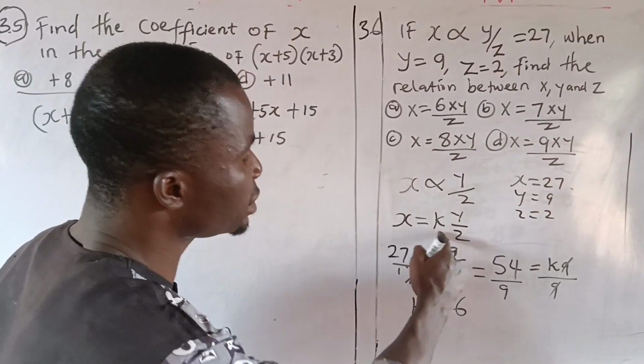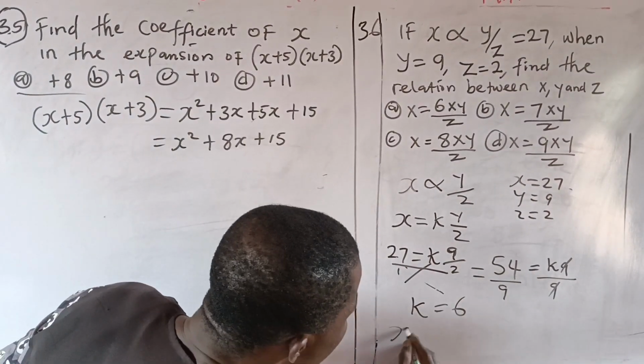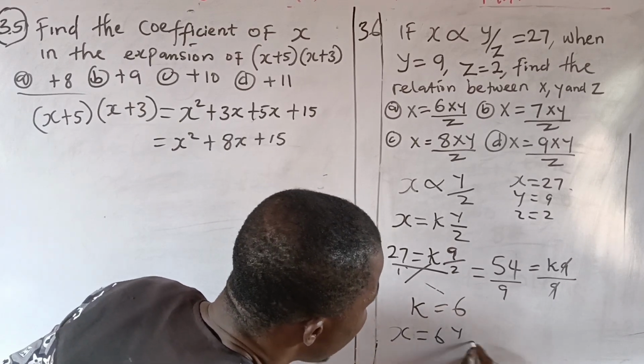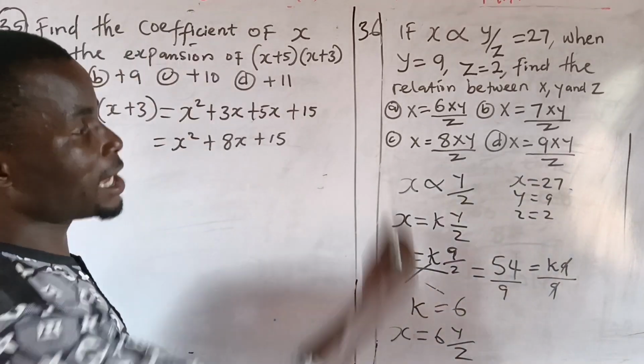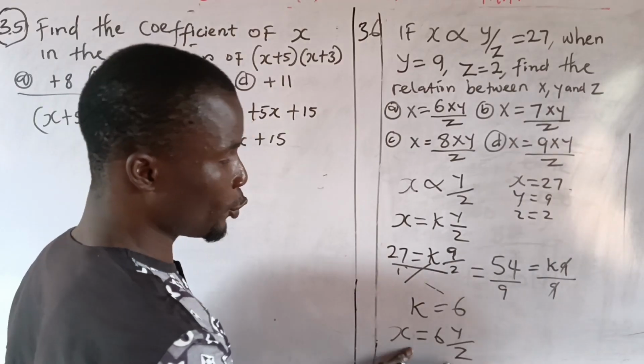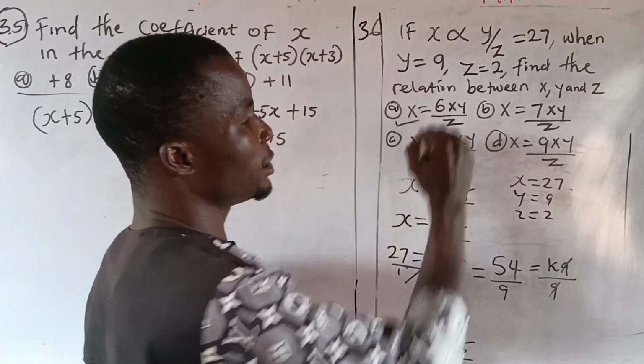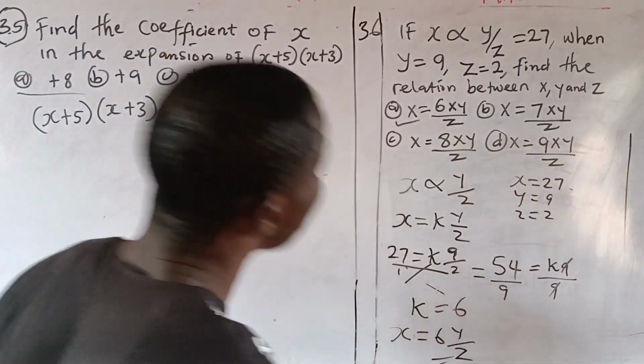Now we can input it in the formula. Therefore, we have s equals 6y over z. Now let's check the options to see if we got the answer. So option A is the right answer.